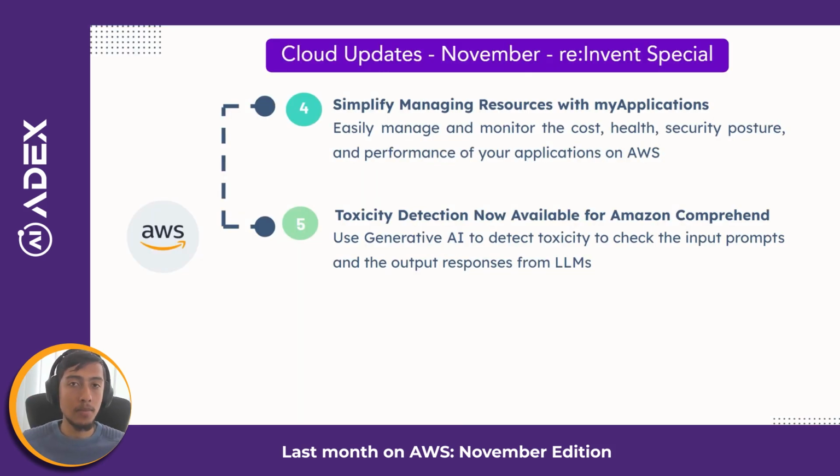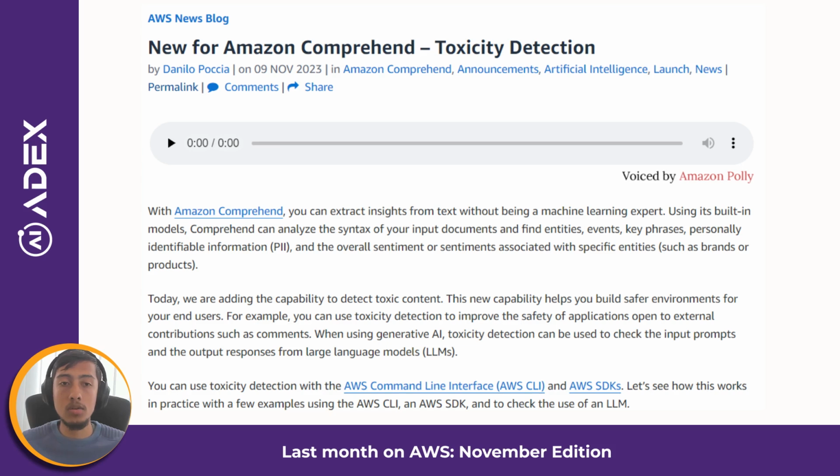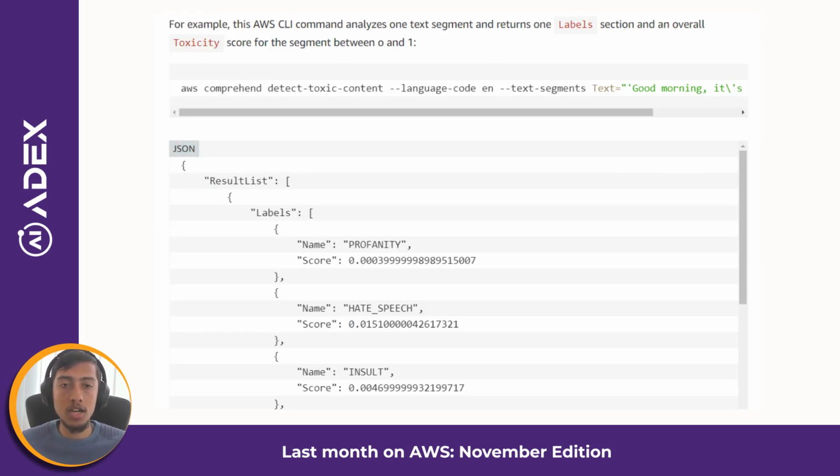For our fifth update, Amazon Comprehend now supports toxicity detection. With the help of this, you can detect and avoid toxic content in your text such as profanity, hate speech, insult, harassment, sexual violence, or threats. To get started, you can use toxicity detection with the AWS CLI as well as the AWS SDK by passing the various text segments and getting labels and scores for each of those segments from Amazon Comprehend. You can also use it to check the input prompts and output responses from large language models.